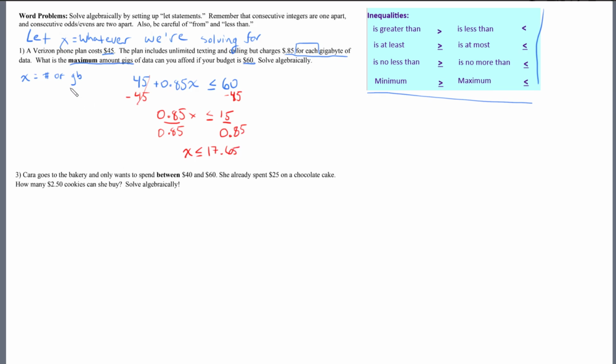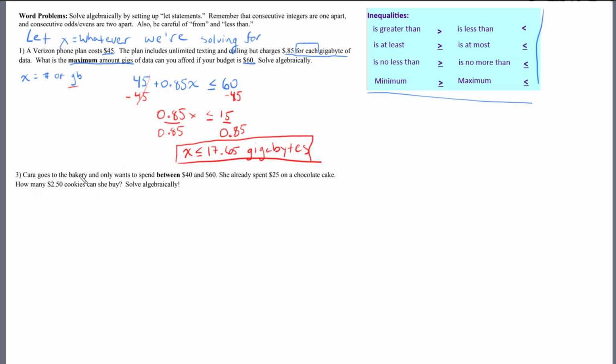Okay, now units matter here, so let's specify. So 17.65 gigabytes of data. That's how much we can afford. Pretty hefty data plan if you ask me. Okay, let's look at another one.